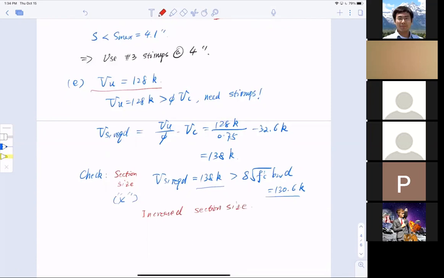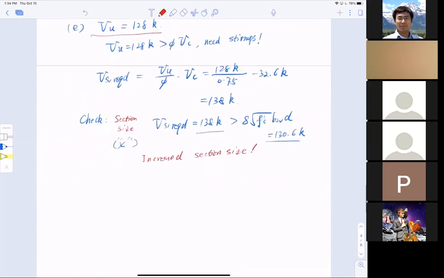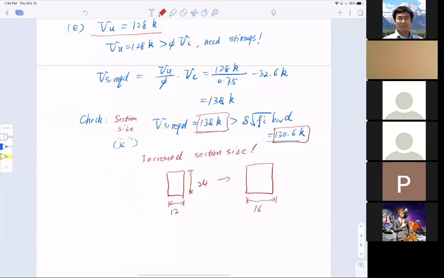Okay, increase the section. That means previously you have a section of 12 by 24. Right now, the best approach, if I want to maintain my moment capacity and not increase it too much, is to increase the width just a little bit. Since this is 38 and this is 30, I can go to 16 inches in width and keep the height.